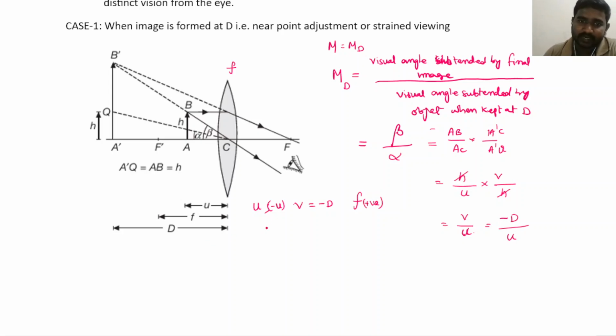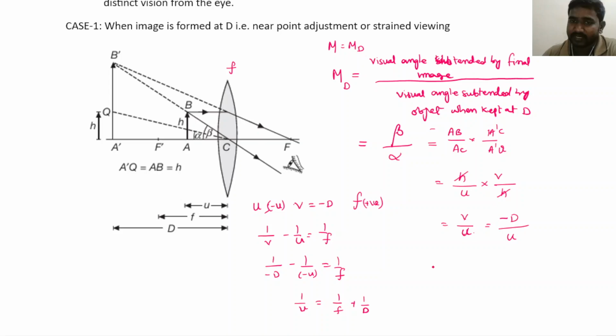Therefore, substituting these values in the lens formula, 1 by v minus 1 by u equals 1 by f. So 1 by v is minus d, minus 1 by u is minus u, that equals 1 by f. So I want 1 by u. Therefore, 1 by u equals 1 by f plus 1 by d.